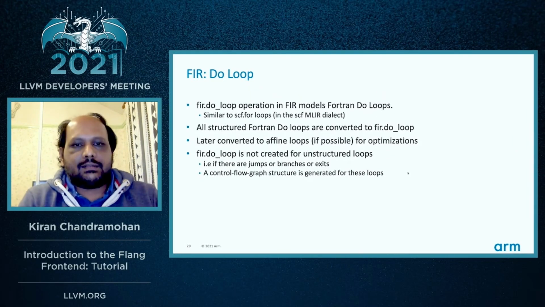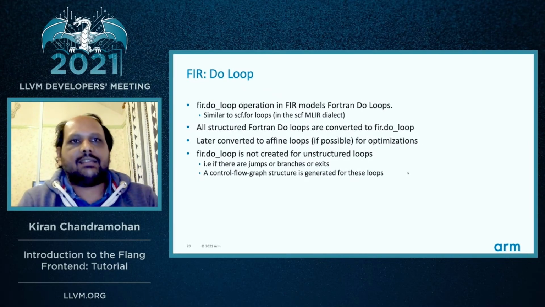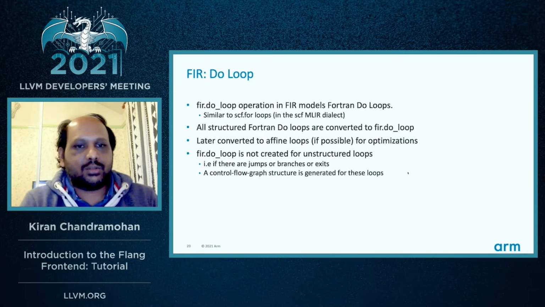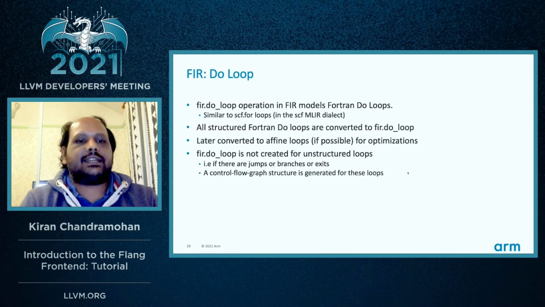The name of the operation which corresponds to the Fortran do loops is fir.do_loop. For people familiar with MLIR, it's similar to the scf.for loop. So all structured Fortran do loops are converted to fir.do_loop. And for the purpose of optimizations, these loops, if possible, are converted to affine loops. For those Fortran loops which are not structured, the fir.do_loop is not created. For these kinds of loops, a control flow graph is generated by using branch and similar instructions.